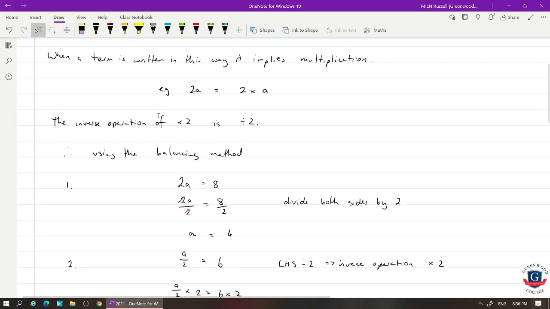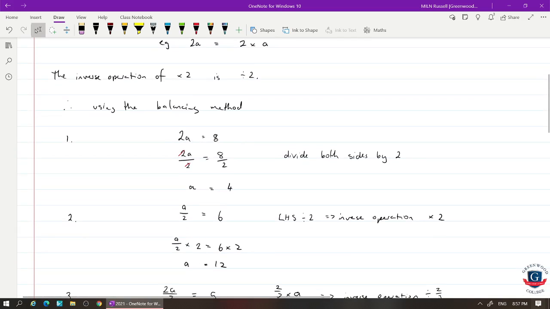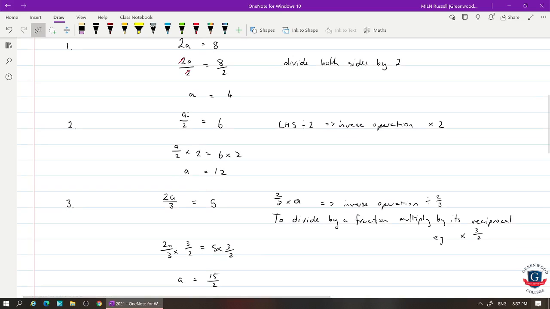And what's important to know in this case is that the inverse operation of timesing by 2 is dividing by 2. So, using the balancing method, if we have 2 times a equals 8, if we divide both sides by 2, the equation will stay equal. So divide these sides by 2, cancel out the 2's, I get left with a. Divide this side by 2, and I get 4. Let's check if that would work. 2 times 4 equals 8. Yeah, it does work.